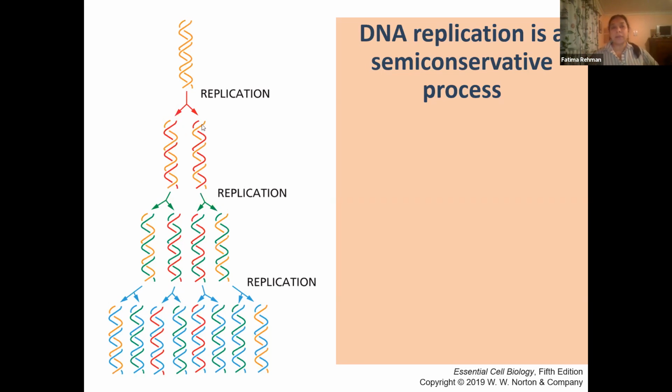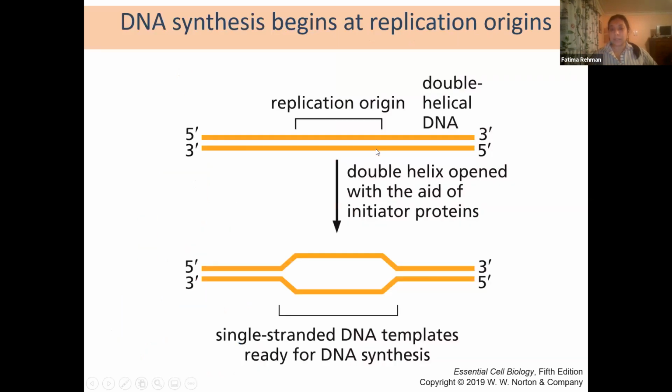So the original parent is going to have whatever, maybe it is completely not labeled at all. When you put it in a particular media, the new strands that are built are going to be half old, unlabeled ones and half labeled ones. Then when you add them to a different media, you will end up incorporating that new media as well. And that way you see that there is a whole variety of strands that are formed. So that helped them figure out that it is a semi-conservative process and not a conservative or a dispersive one.